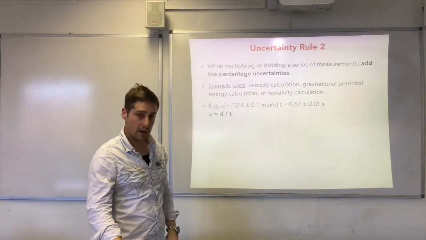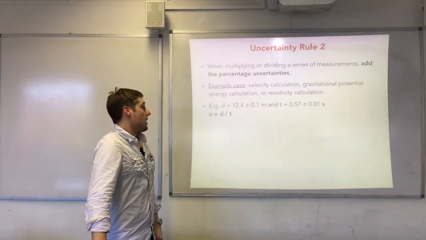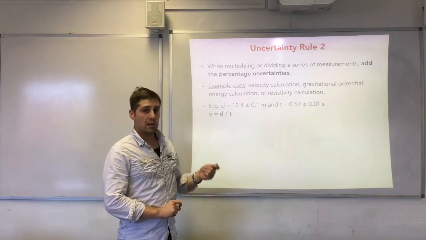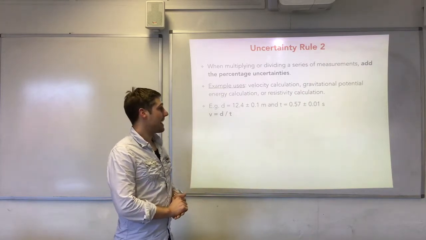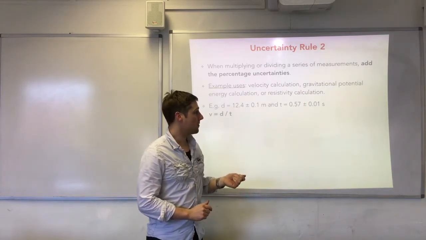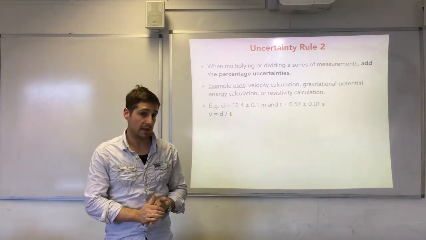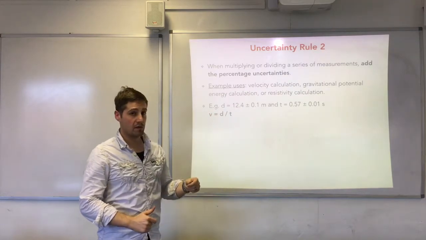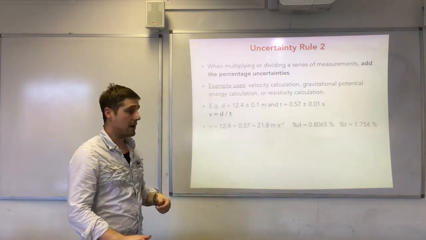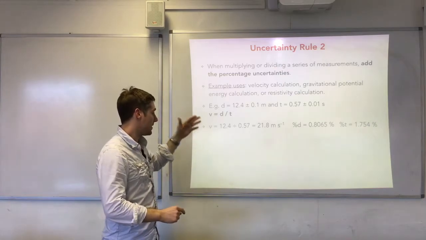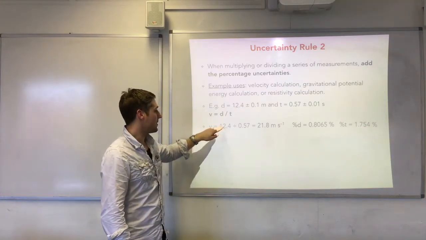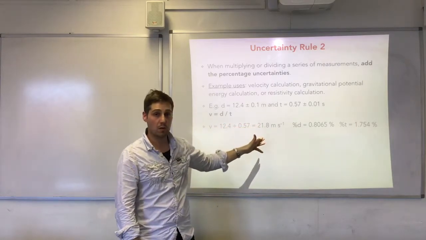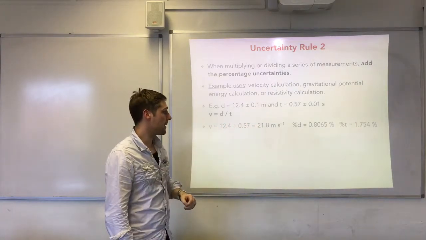So now let's look at an example for this. I've got a distance which is measured at 12.4 plus or minus 0.1 metres, and t is measured at 0.57 plus or minus 0.01 seconds. Velocity, the speed is distance over time. So let's calculate the speed. I keep saying velocity. I'm calculating speed. So it's 12.4 divided by 0.57 gives me 21.8 metres per second.